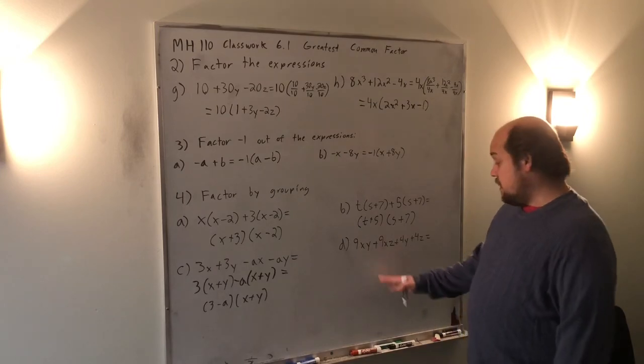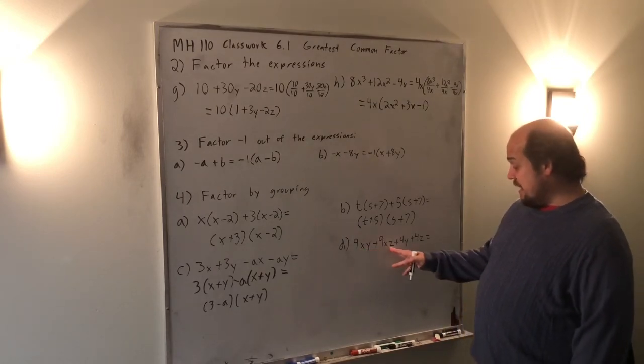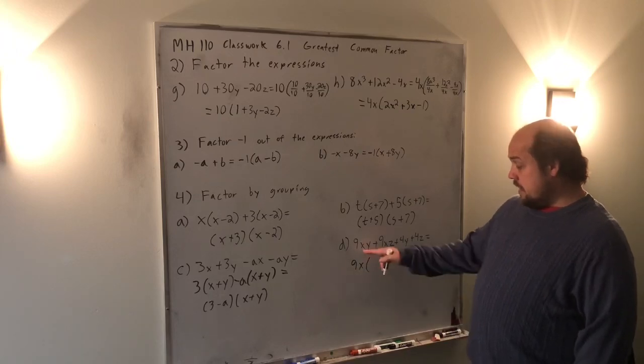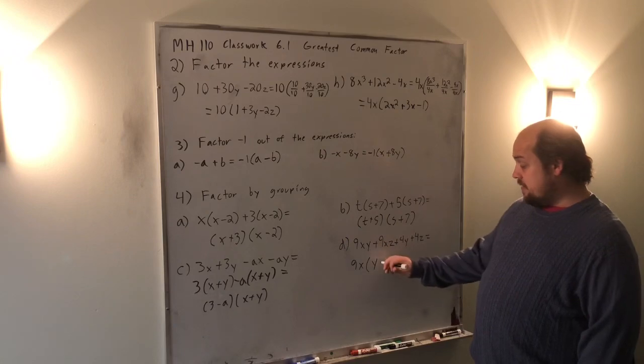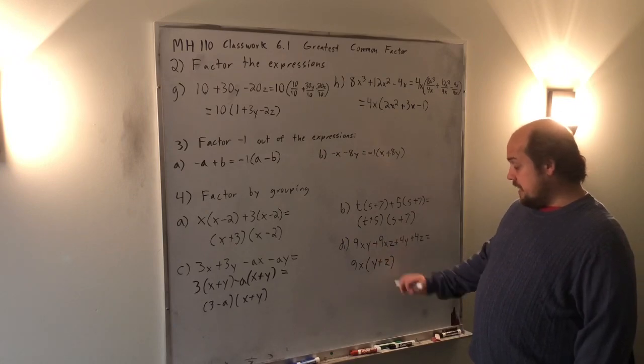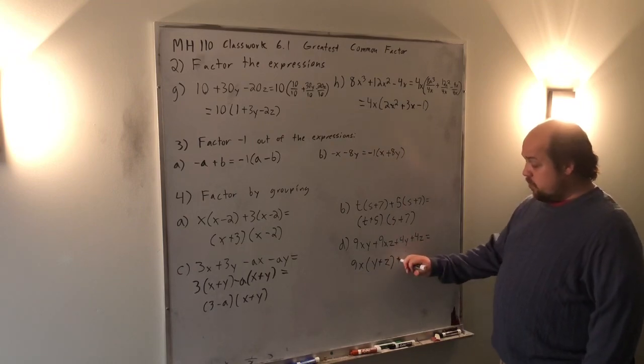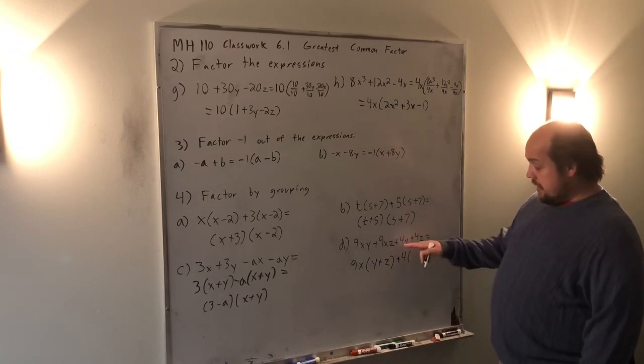In part D, I have 9xy and 9xz. A 9x can come out of each of these. 9xy divided by 9x is just y, plus 9xz divided by 9x is just plus z. When I have plus 4y and plus 4z, plus 4 can come out of each of them. Again, it leaves me with y plus z.